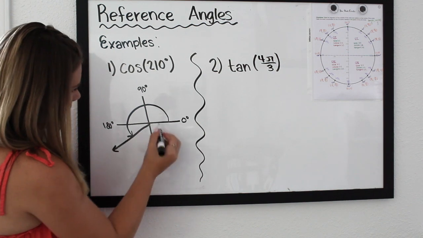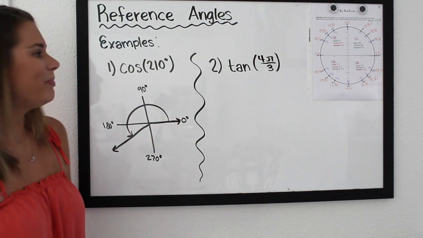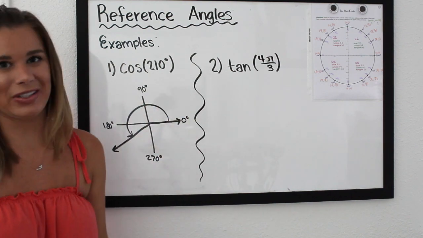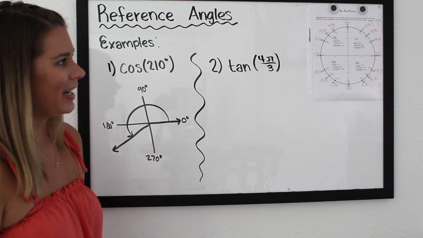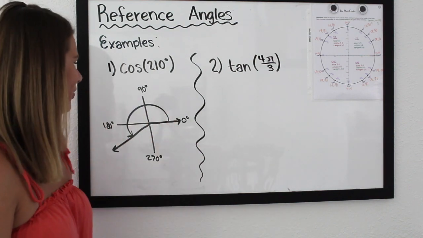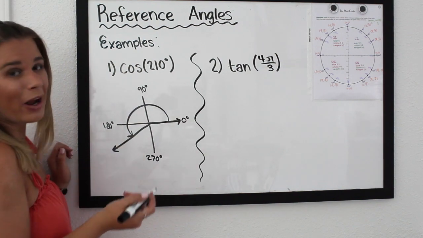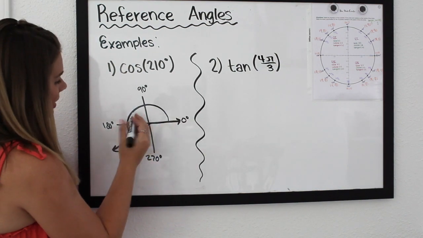So I have this big angle, but I don't want to use 210 degrees. I don't remember all of the quadrants on the unit circle. I just really only know the first quadrant. So what I'm going to do is use a reference angle.